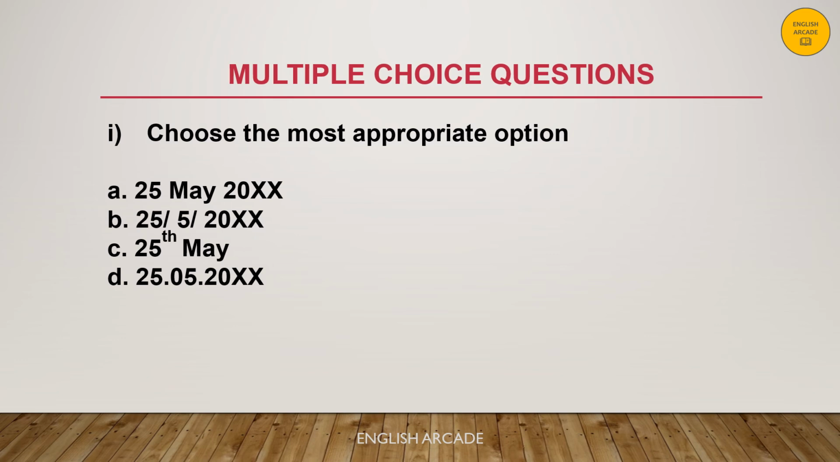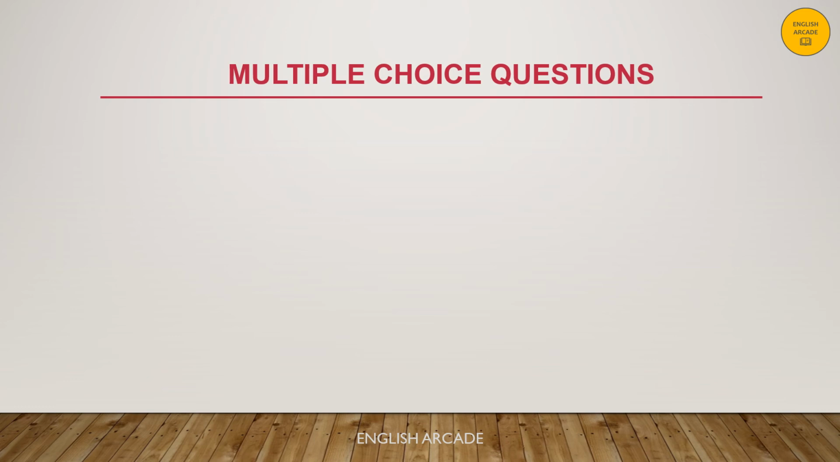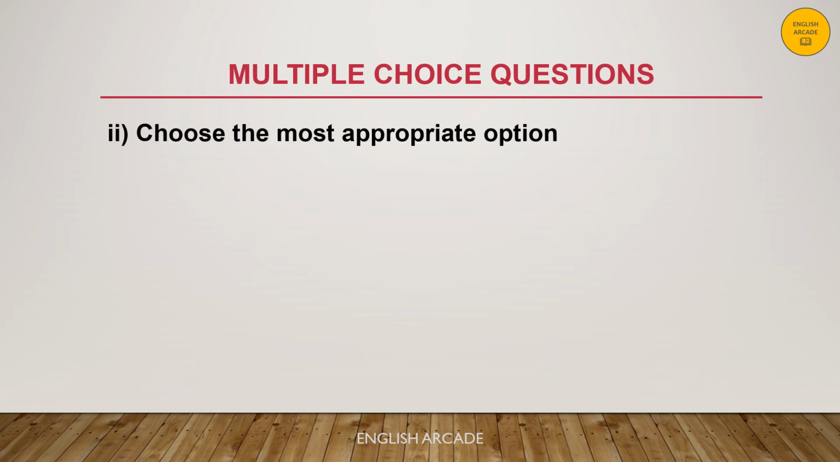I'm sure you know the answer. A, 25 May 2000 XX or 2021 is the most appropriate option. That's the only acceptable way in which date is written in a notice. Now we have to fill in the second blank. Choose the most appropriate option.